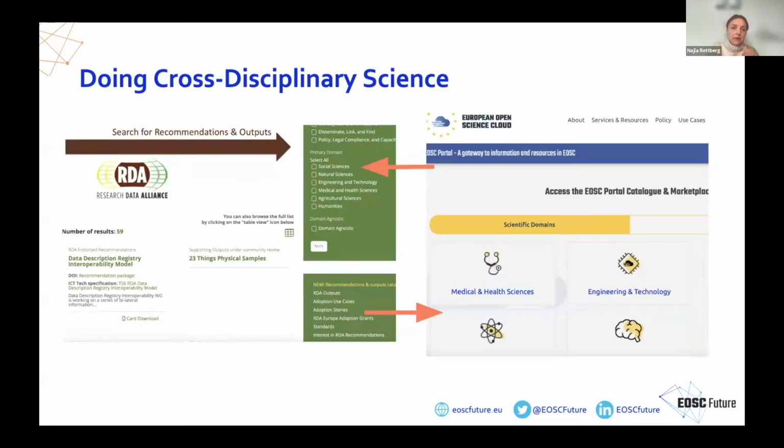Again, it's about bringing the outputs of RDA and seeing how they can work through the EOSC portal within your domain, and how in your domain you can maybe search in the EOSC portal and leverage some of the outputs of RDA.